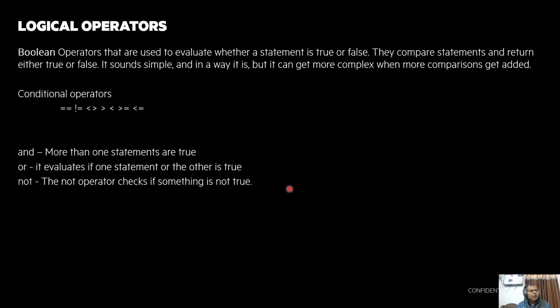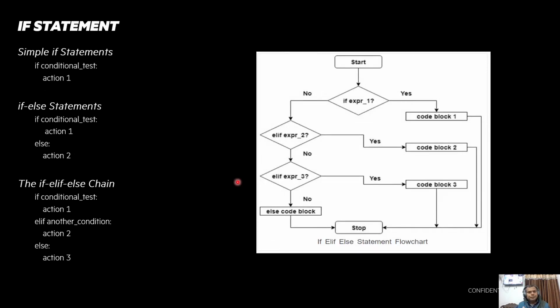Similarly, we have Boolean operators, which need at least two operands to operate on. If we are looking to compare some data, we can use equal to. We can compare two values. Similarly, not equal to, and so on. They are very similar to other programming languages. Also, we have AND, which says that more than one statement is true, or OR, which evaluates whether one statement or the other is true, if any one of them. The not operator checks that something is not true.